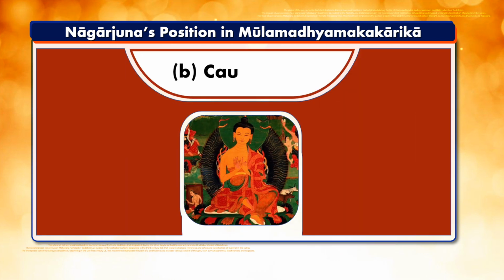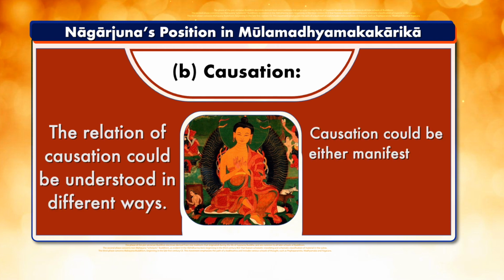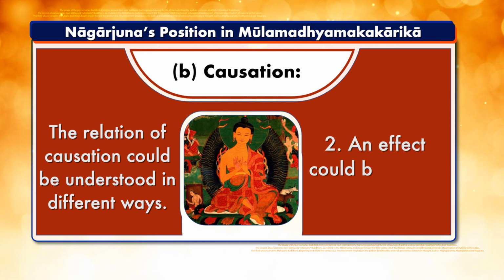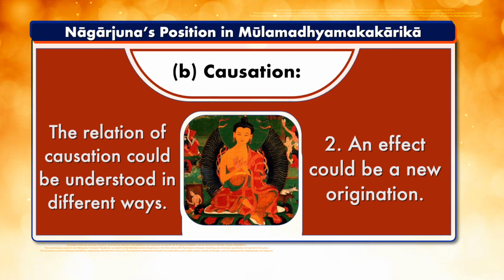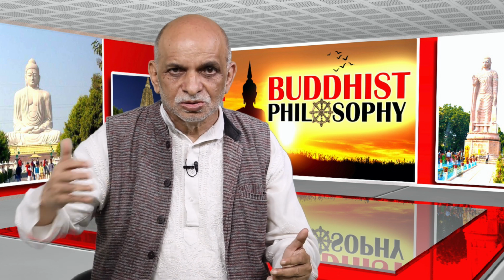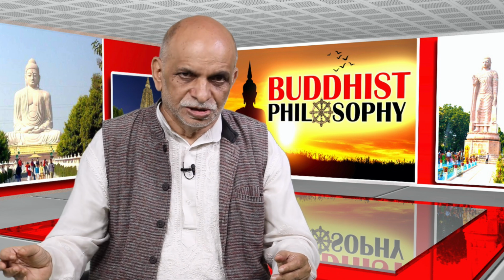This relation of causation could be understood in different ways. Causation could be either manifestation of the effect which is already existent in the cause, that is what is held by Satkaryavada view, or it could be a new origination which is held by Arambhavada view, or we may be occasionally inclined to accept the emergence of something without cause, which is sometimes called Yadruchavada. Nāgārjuna denies all these possibilities.